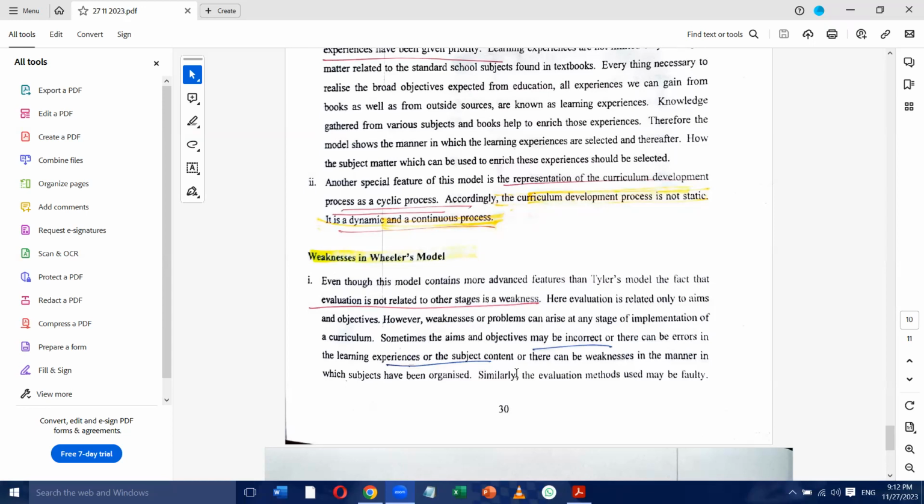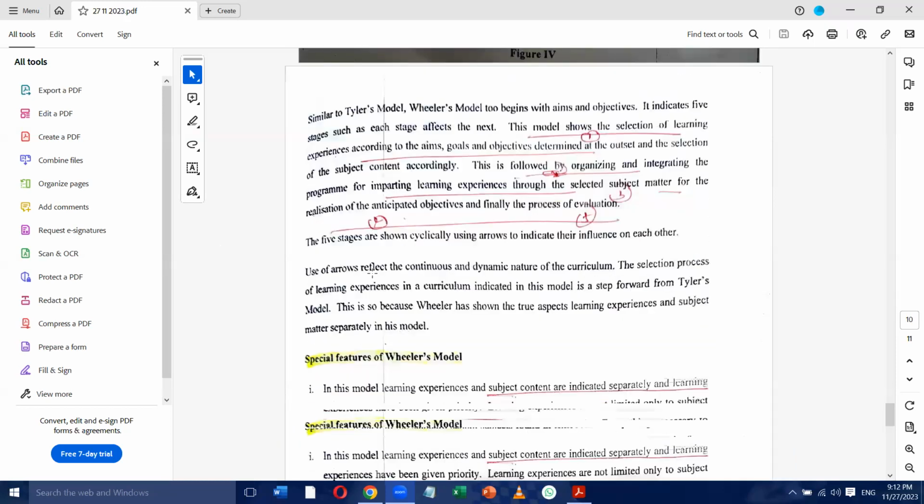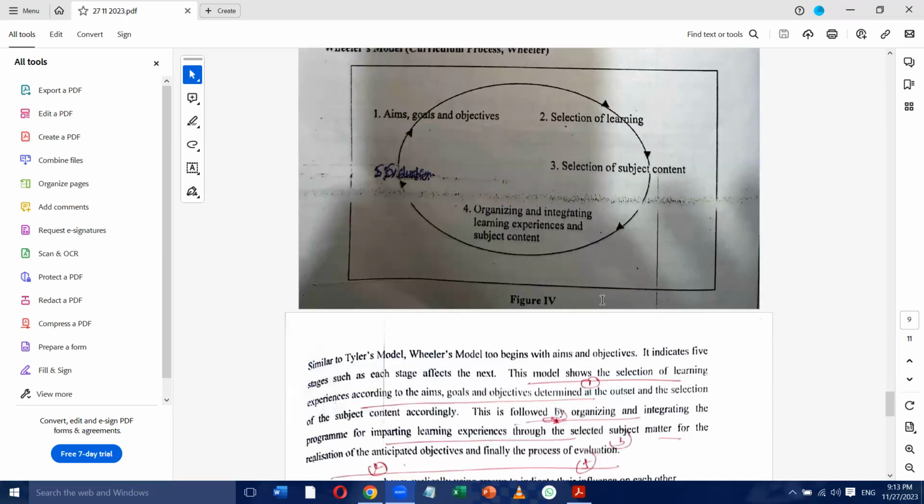We'll see the cyclical model again. The evaluation is related only to the aims and goals and objectives. It is not related to the selection of learning experiences. It is not related to the selection of subject content. It is coming from the organization. So there is no interconnected or cross relationship between the contents of Wheeler's model. So that is one weakness.